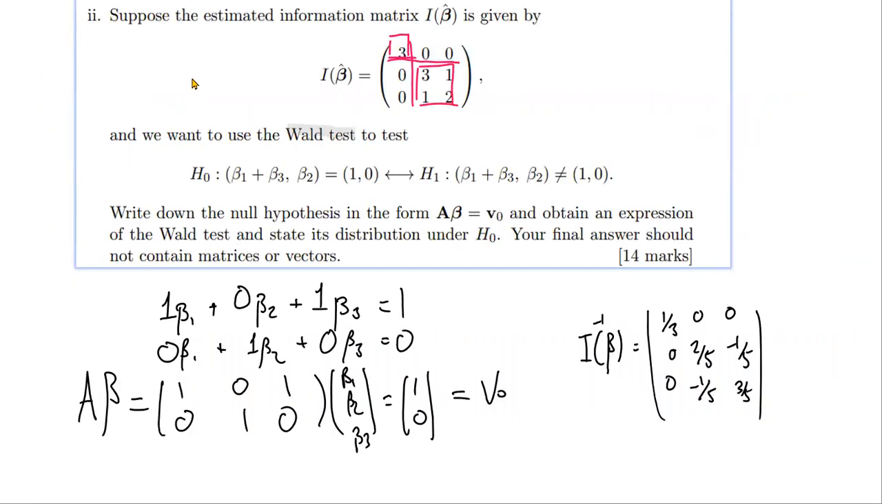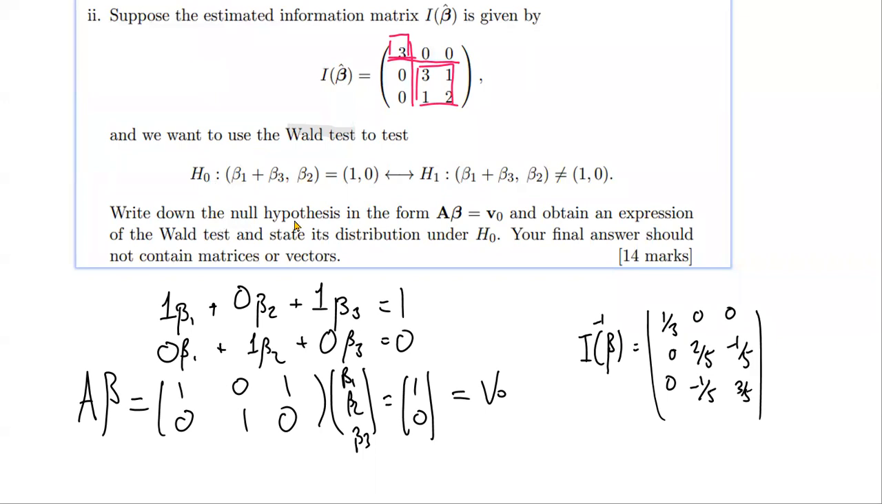Now the next part, we want to test the linear restriction here. This is in matrix form, so there are two things here. Beta 1 plus beta 3 equals 1, that's one restriction, and we also have beta 2 equals 0. So the joint test of these two equalities against the alternative that they don't hold.